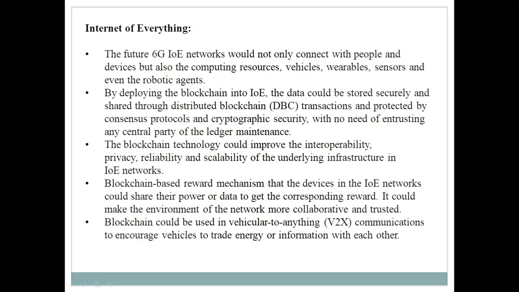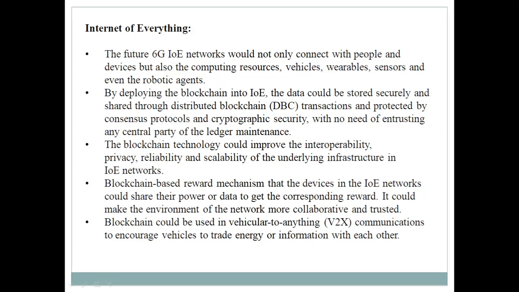For the Internet of Everything, the future 6G IoE networks will not only connect people but also devices, from computing resources, vehicles, and wearable sensors to even robotic agents. By deploying the blockchain into IoE, the data could be stored securely and shared through distributed blockchain (DBC) transactions and protected by consensus protocols and cryptographic security. And there is no need to entrust any central party with the ledger maintenance. The blockchain technology could improve the interoperability, privacy, reliability, and scalability of the underlying infrastructure in Internet of Everything networks.